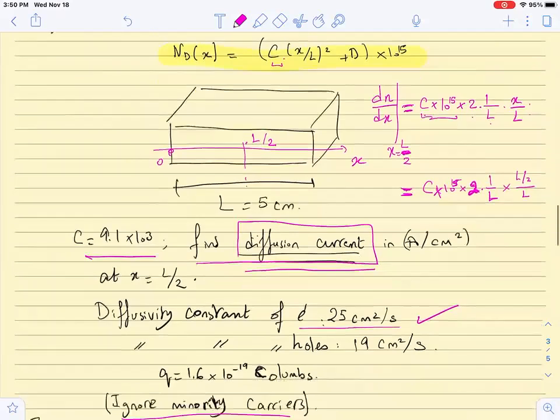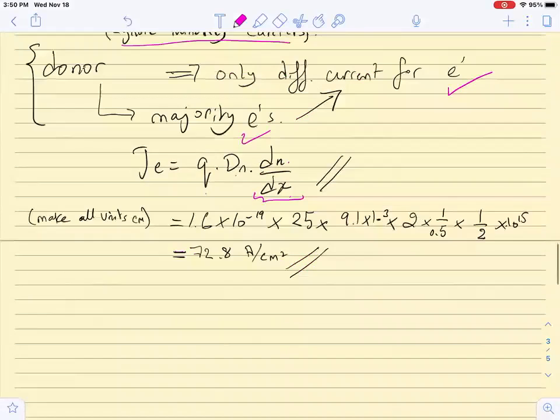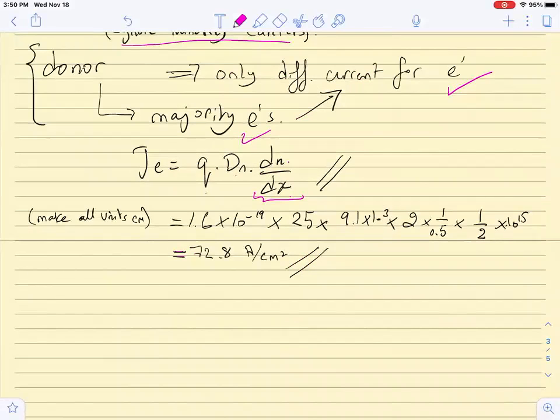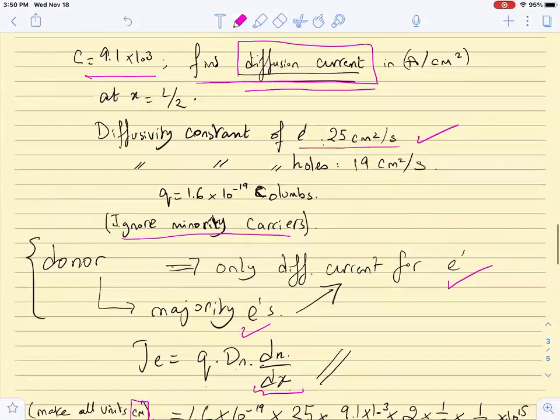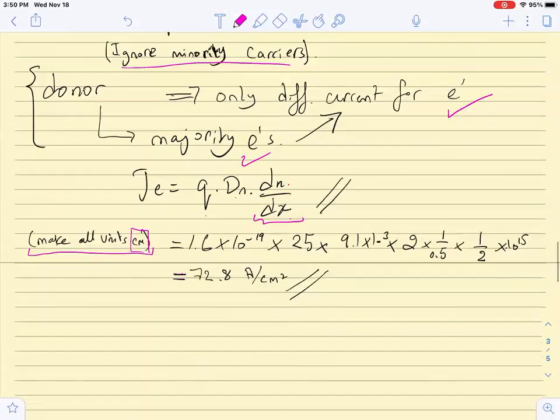And if we plug in the numbers, be careful in any exam, in any other questions, and make sure that all your units are homogeneous. In this case, make all the units in centimeters since the answer is required in ampere per centimeter squared. So make sure everything is converted to centimeters. Okay, thank you.